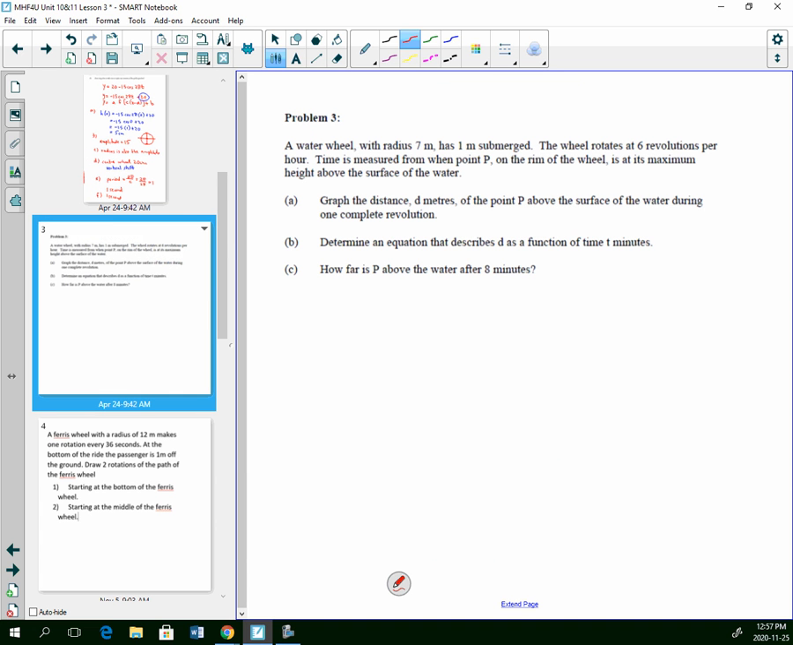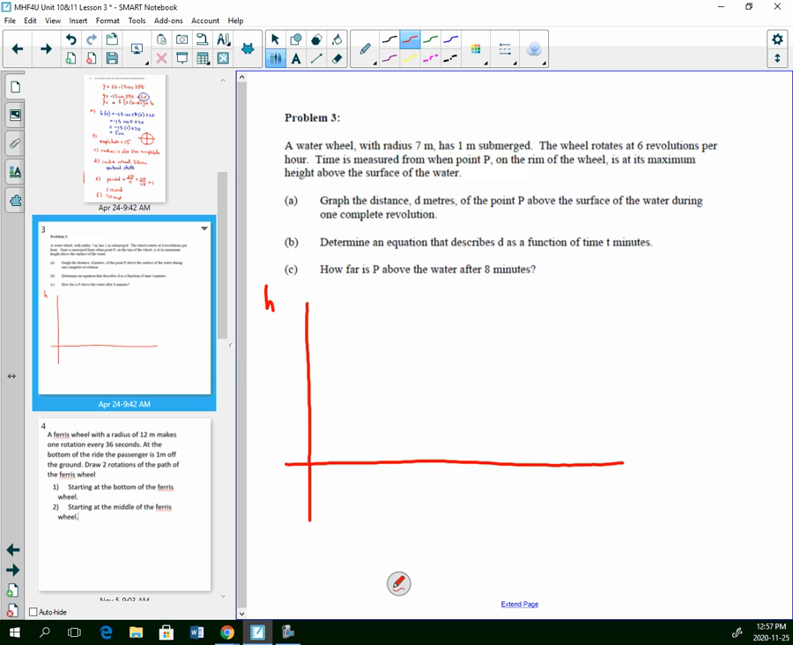Okay. This one is also from your guide, same page. So you have a water wheel. So I'm going to sketch this. I always like to have a visual. There is no equation given. It's going to ask me to find an equation. So I'm going to sketch this graph. So it says a water wheel with radius 7 has 1 meter submerged.